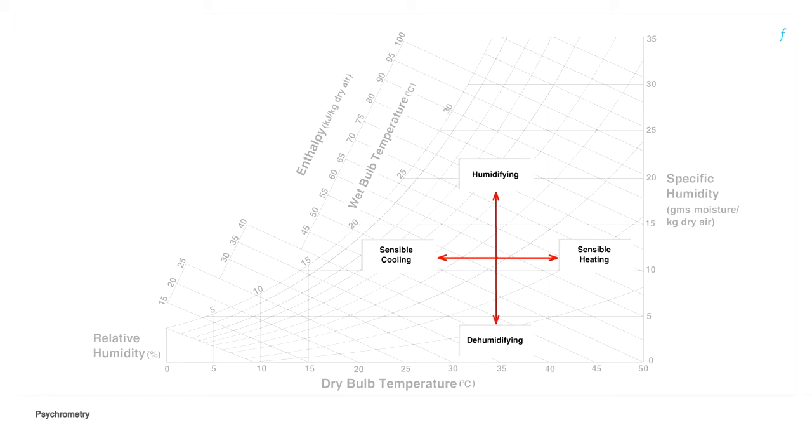Moving perpendicular to the wet bulb temperature lines would cause a combination of cooling and dehumidification or heating and humidification. Moving along the wet bulb temperature line downwards would be heating and dehumidification, whereas upwards would be cooling and humidification, which is what happens during evaporative cooling.